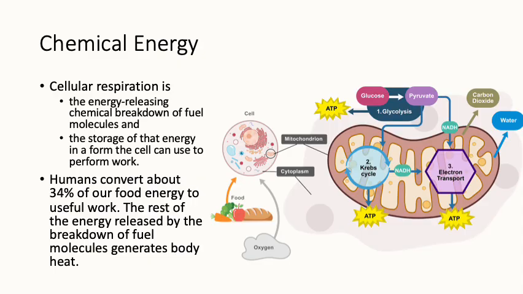In cells, the main process that releases chemical energy from food is cellular respiration. During cellular respiration, fuel molecules such as glucose are broken down in a controlled series of reactions. The energy released is captured and stored in a form that cells can actually use. Humans convert only about 34% of the energy in food into useful work. The remaining energy is released as heat, which helps maintain body temperature. This inefficiency is not a flaw, but a natural consequence of energy transformations governed by physical laws.